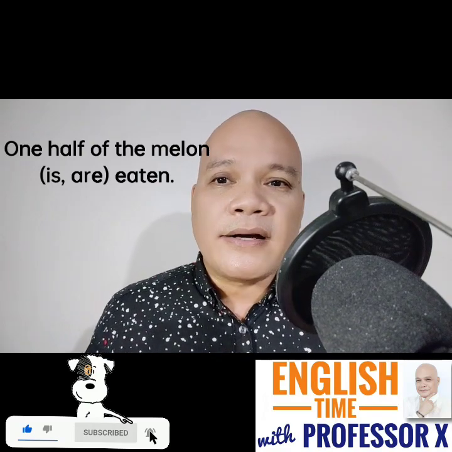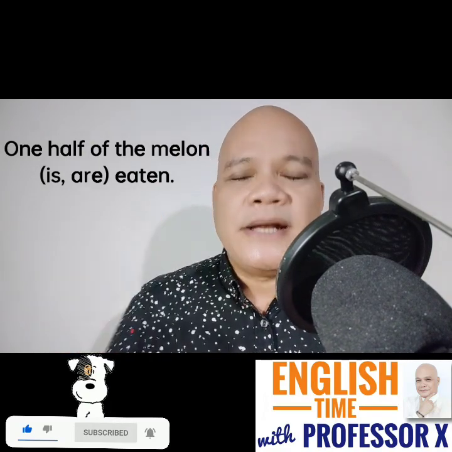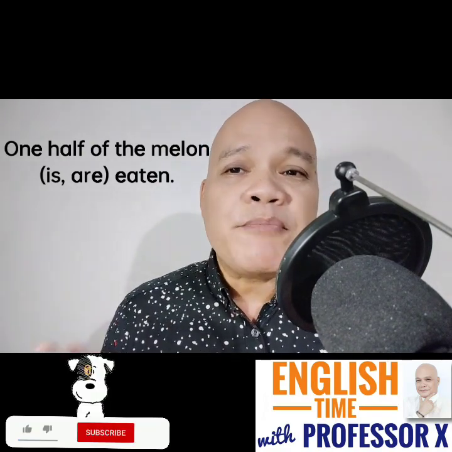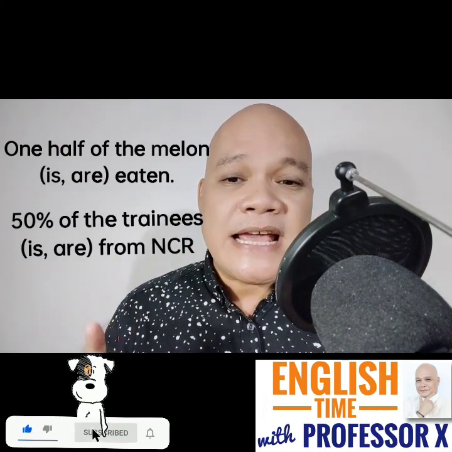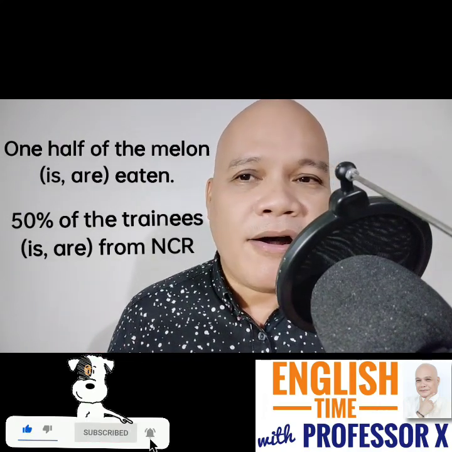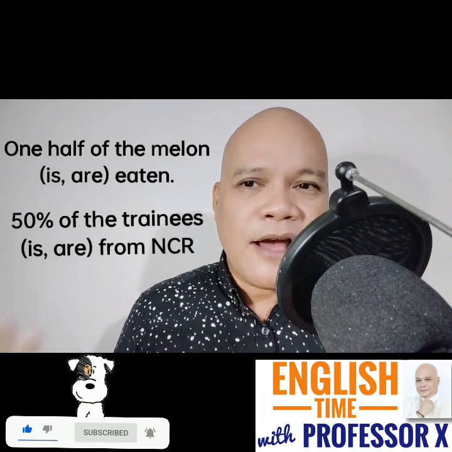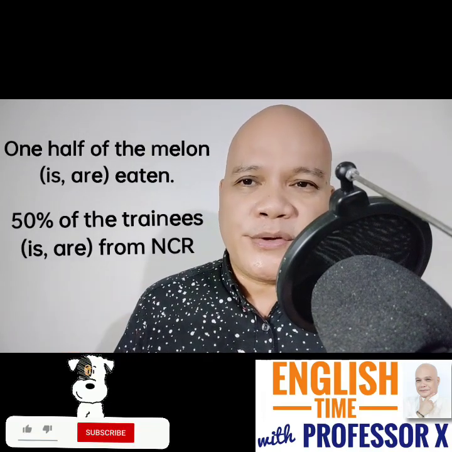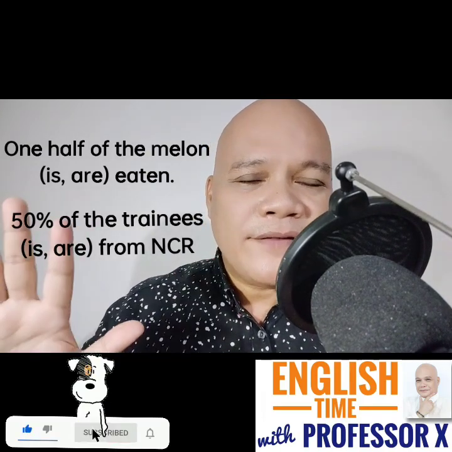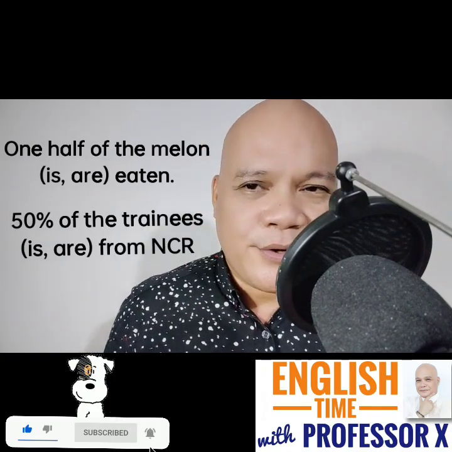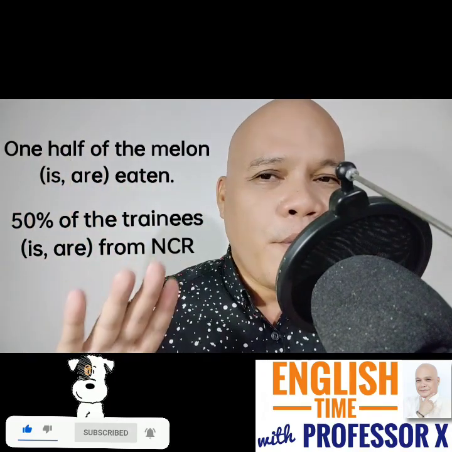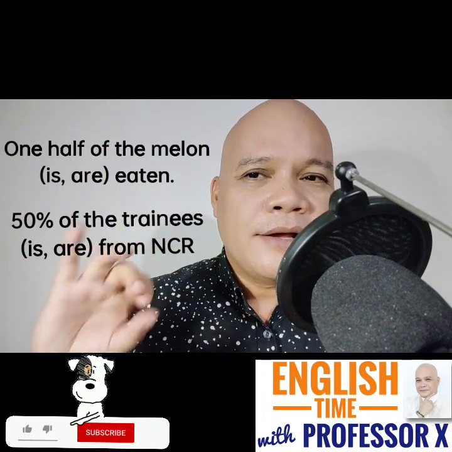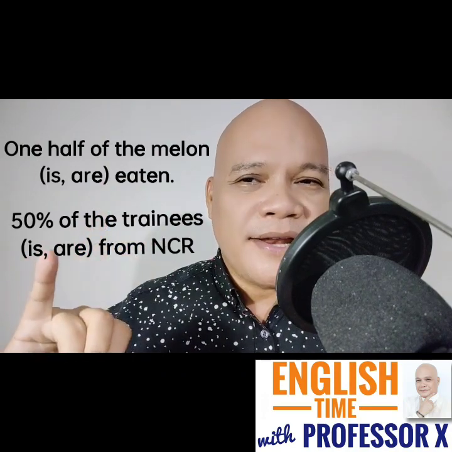The first 2 sentences that I'm going to show here are the following. The first one, 1/2 of the melon are eaten. The second one is 50% of the trainees are from NCR. So what do you think is the correct verb for number 1 and number 2? I'll give you 5 seconds to guess the answer. 5, 4, 3, 2, 1.